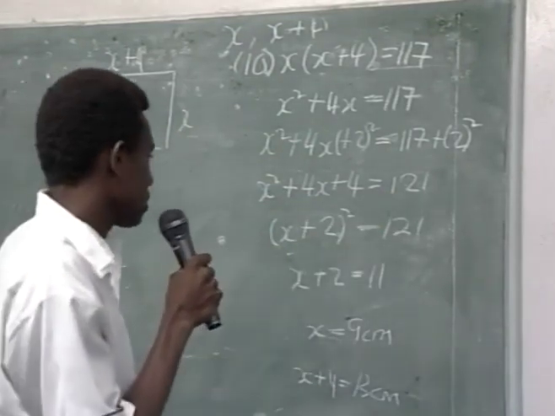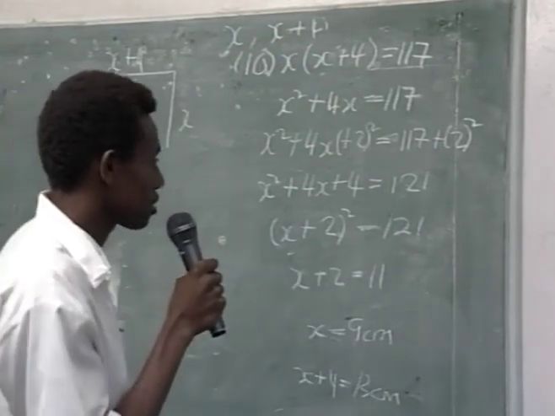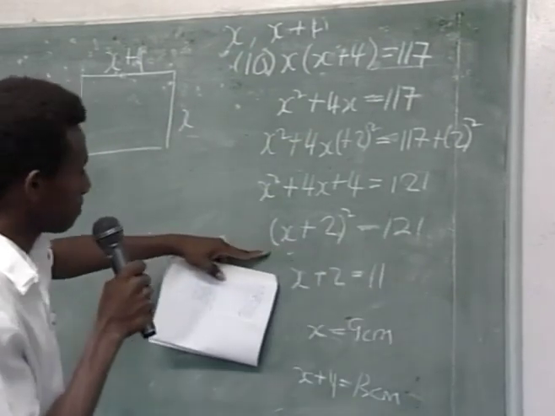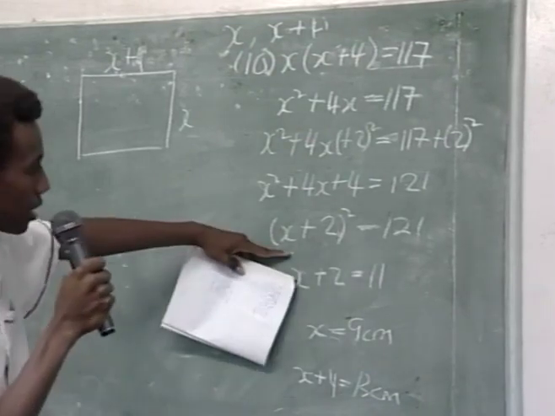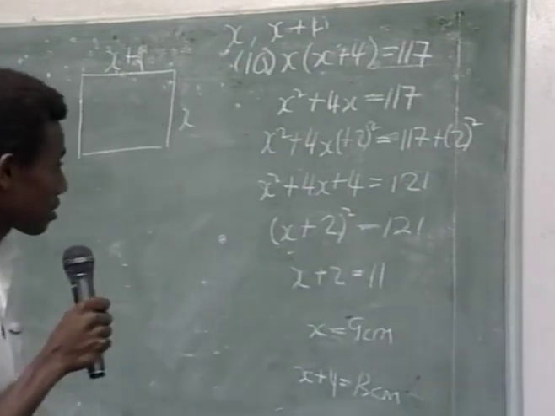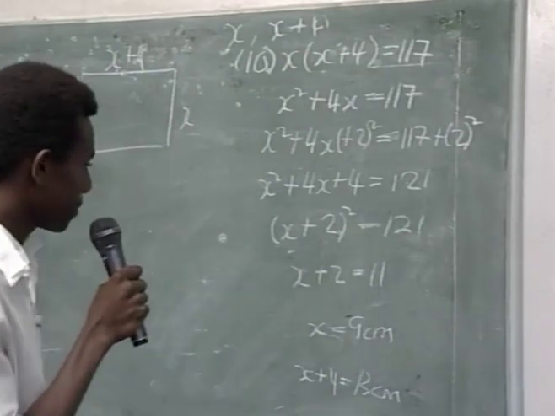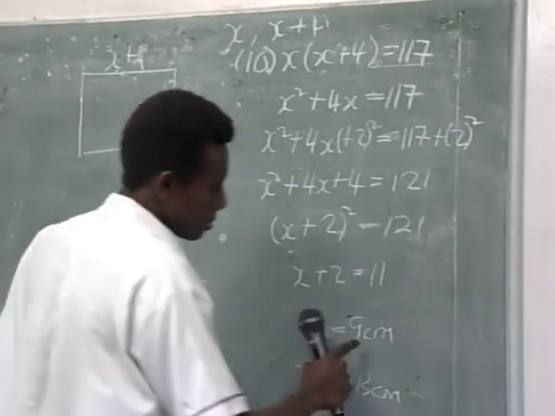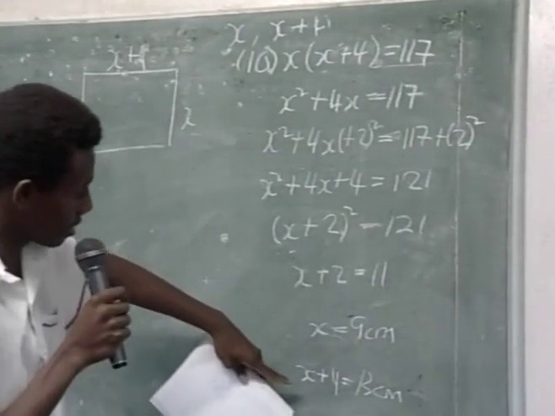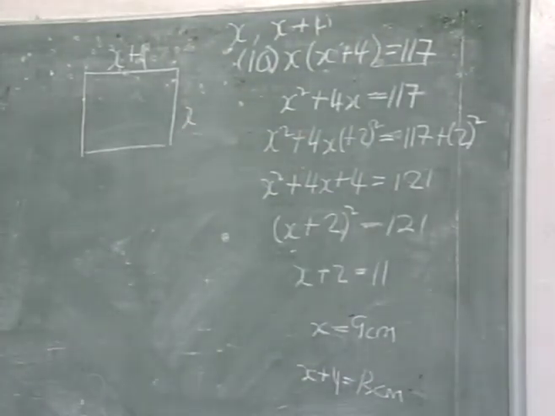Then you factorize, which is x plus 2 squared equals 121. You find the square root, which is x plus 2, and the square root of 121 is 11. X is equal to 9 meters, and the length is x plus 4, which is 13 meters. Thank you.